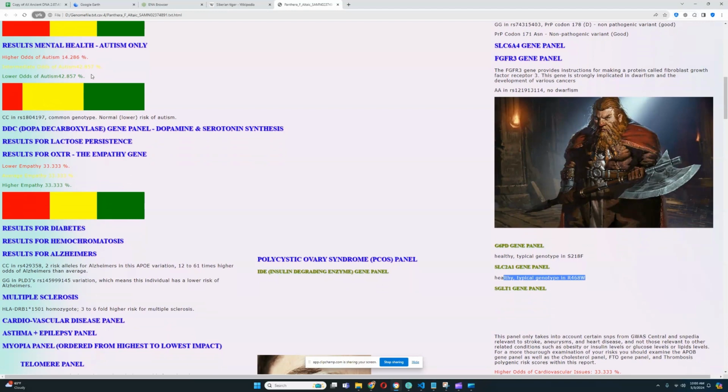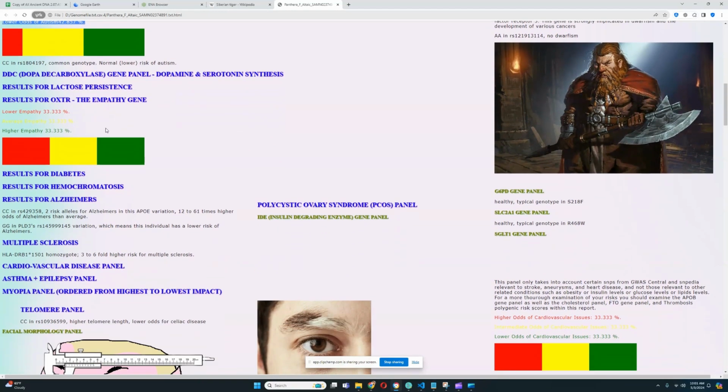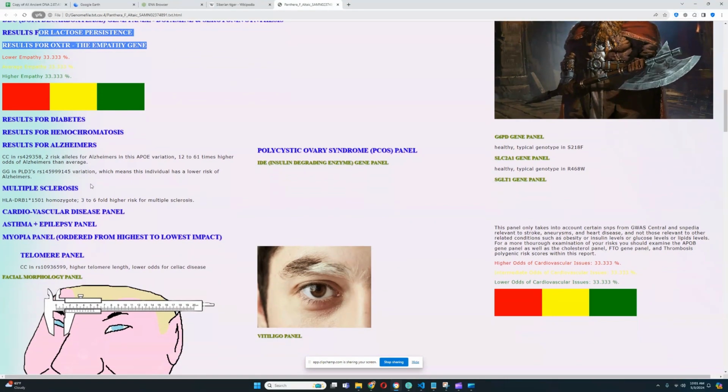Okay. Predisposition to slightly lower odds of autism. Really good to see. No genotypes for OXTR. No genotypes for lactose persistence.